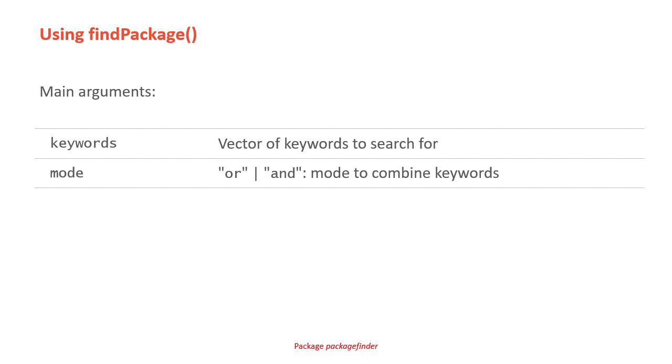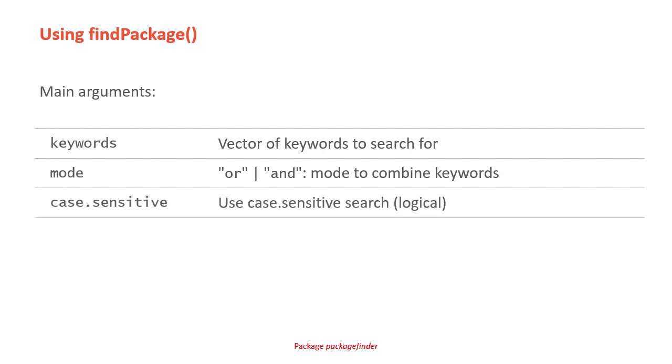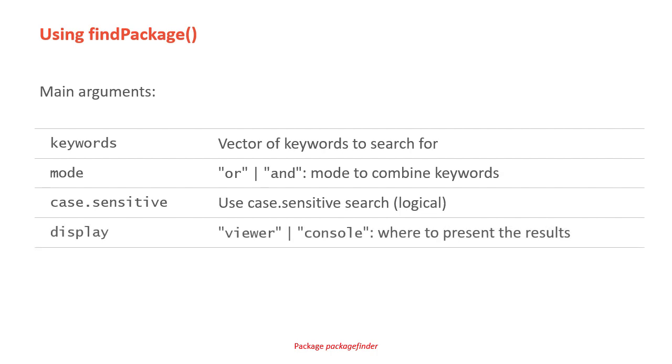With the case-sensitive argument, you can decide whether or not your search should be case-sensitive. The default value is FALSE, so unless you demand otherwise, capitalization will not matter in your search. Next, you may want to decide where exactly your search results will be presented. You have two options, Viewer and Console.